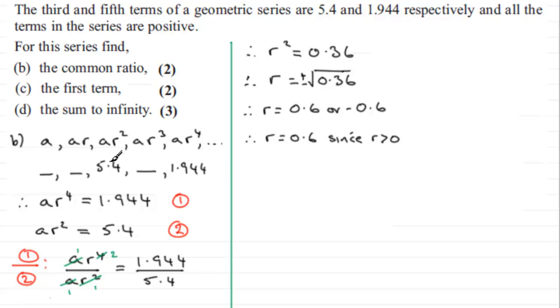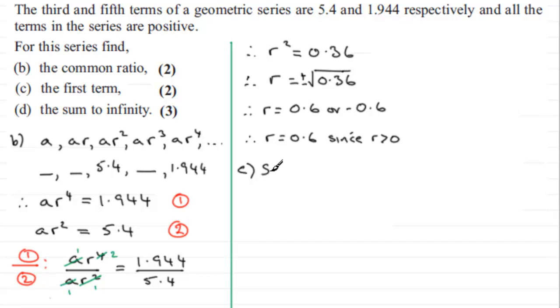Okay, so that's part B. I've drawn it out a bit just to illustrate various points. I'm sure you could shorten it down a bit more than what I've done. Okay, we've got part C next. Find the first term. The first term, remember, is a, so all we've got to do is substitute our value r equals 0.6 into either equation 1 or 2. Up to you. I'm going to go for equation 2.